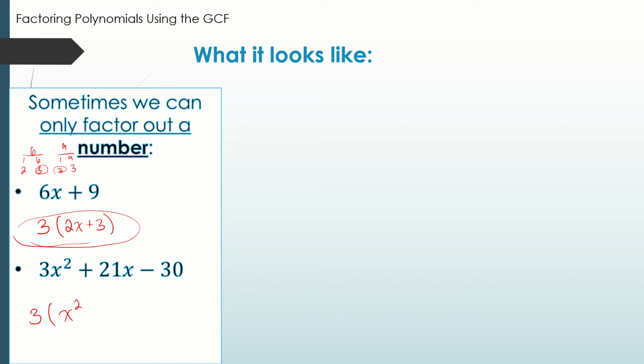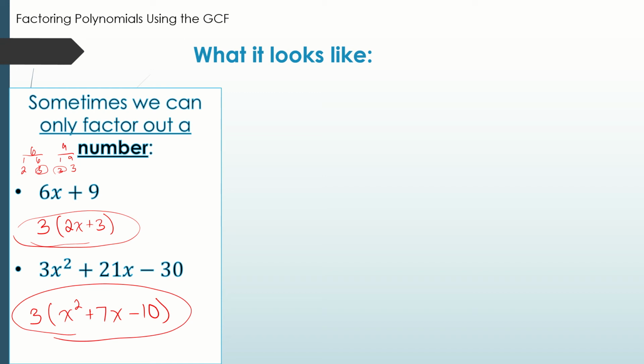21x divided by 3 gives me 7x, positive. Negative 30 divided by 3 is negative 10. And again, if I want to check my work, I can mentally redistribute, and I should end up where I started. 3 times x squared is 3x squared. 3 times 7x is 21x. 3 times negative 10 is negative 30. Checks out. That is my factored answer.